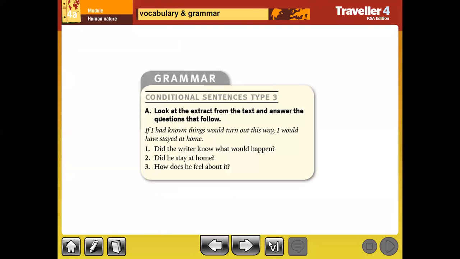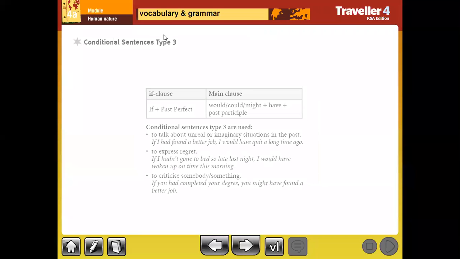Today we are to move to conditional sentence type 3, and we are to talk about its usage. The conditional sentence consists of two clauses: the main clause and the if clause. Let's start to see. The if clause consists of if plus past perfect.